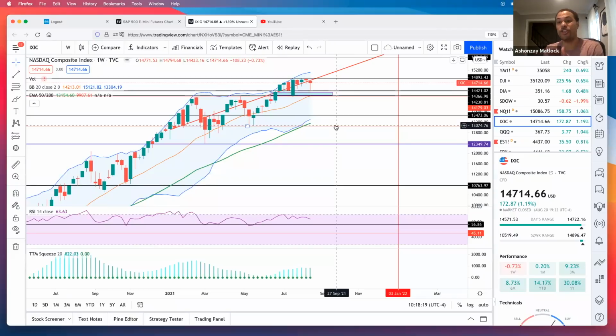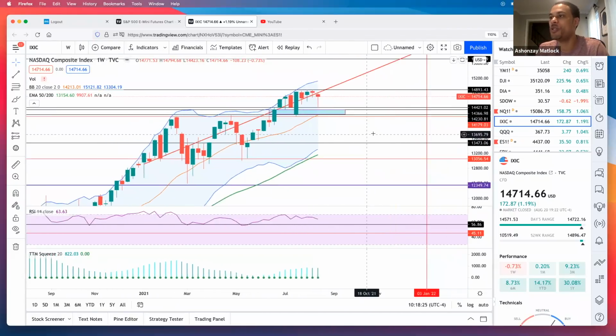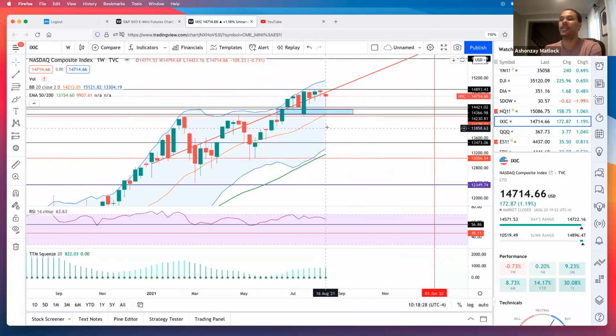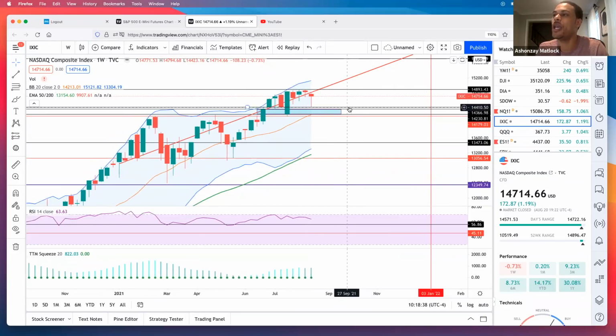But without further ado, we're gonna go ahead and jump right in. And as you all know, we love to start with the Nasdaq and talk about the Nasdaq's movement. So let's just do a quick recap. Last week, the Nasdaq was down 0.73%, so only about 108 points. But we did have some intra-week volatility that we'll take a look at in a second.